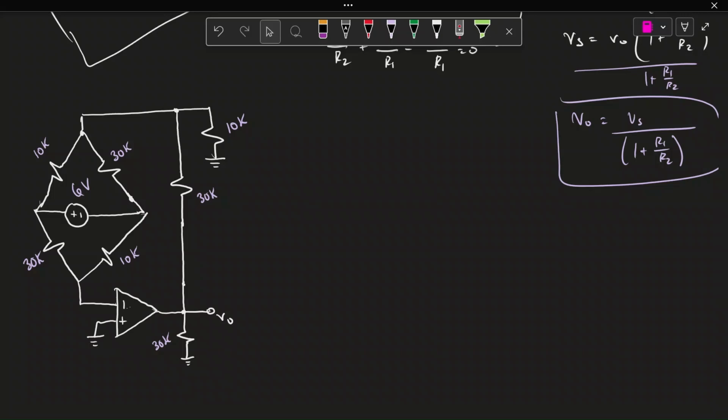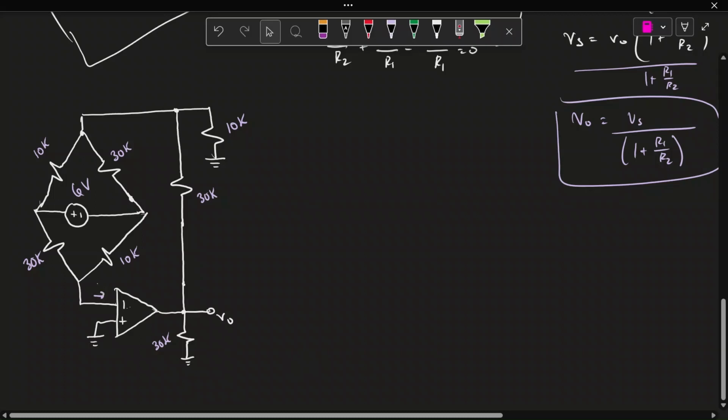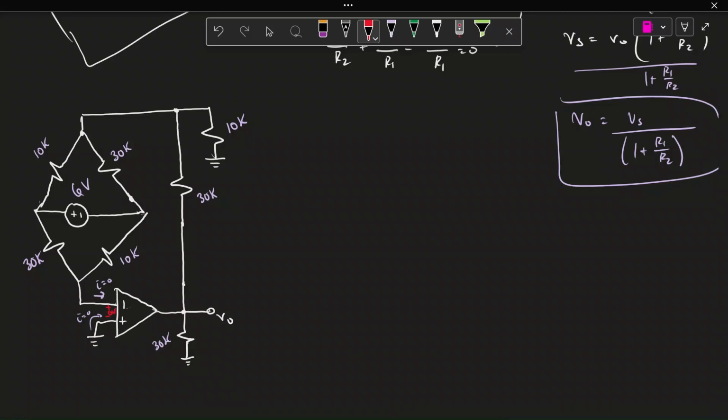Well, what are our steps? Let's first label the inputs of our op amp. We know this is 0. We know this is 0. We know the voltage across our inputs is 0. So that means the voltage at the inverting input is equal to the voltage at the non-inverting input.